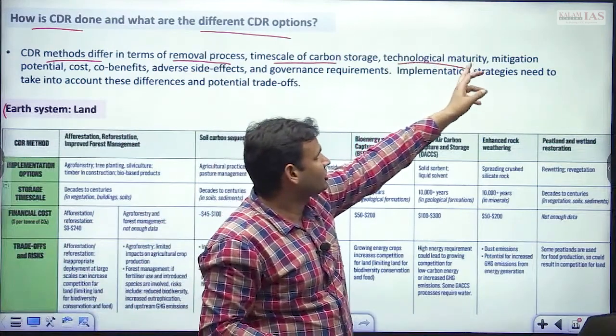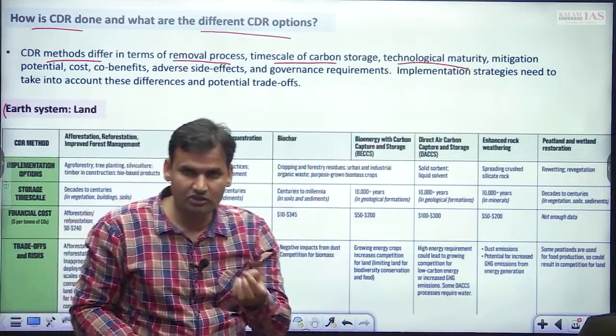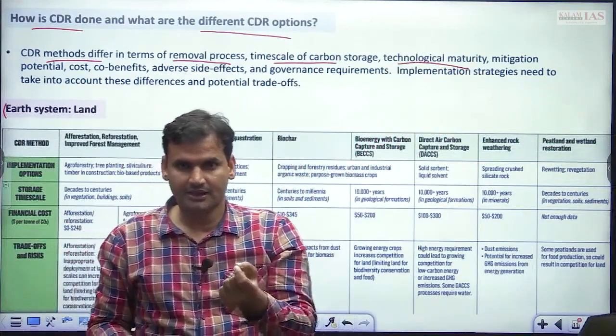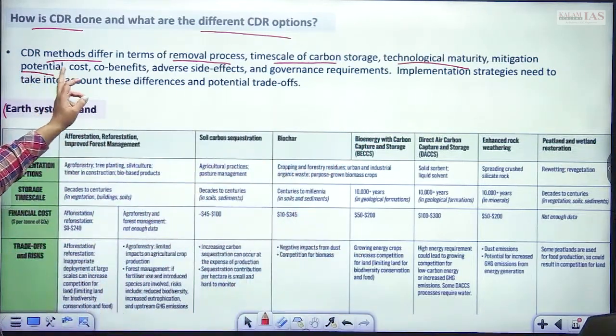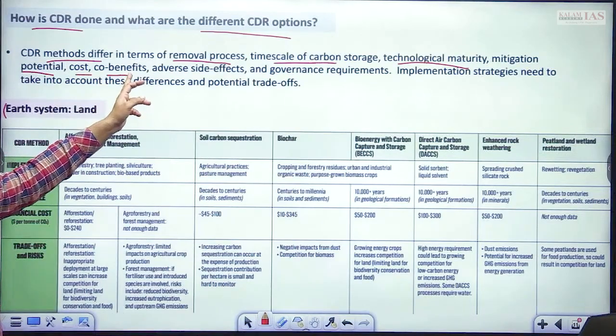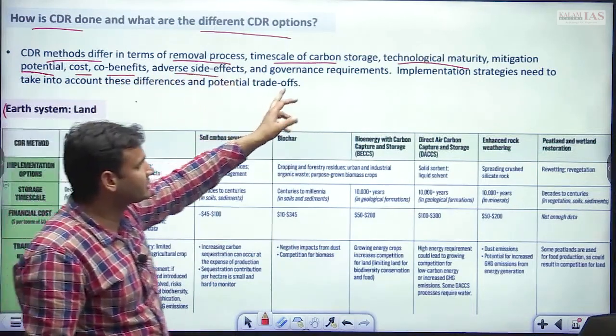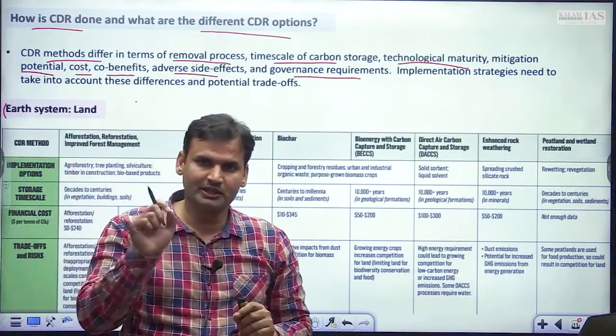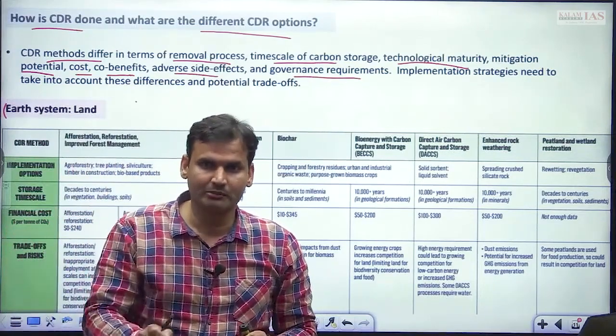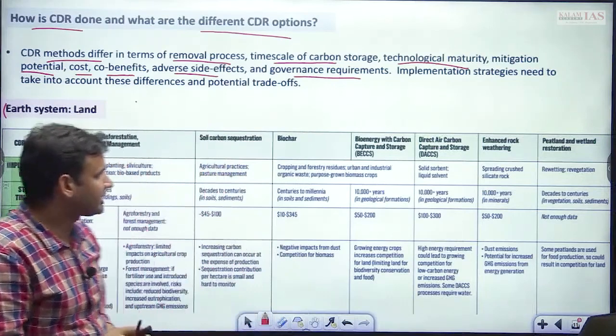What is the technological maturity? Is the technology in the nascent stages, right? Or is it in the advanced stages? Also the mitigation potential, cost, co-benefits, and what are the adverse side effects of the same? What are the governance requirements? So a number of things have to be kept in mind before actually deploying a particular technique or technology, right?